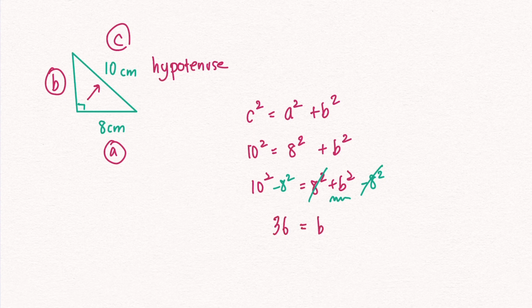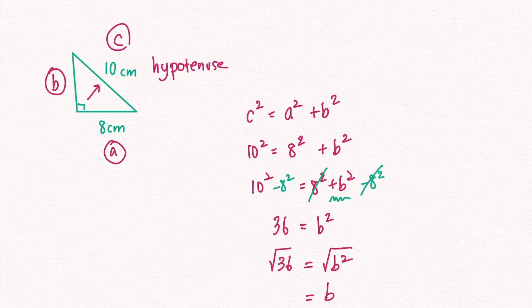So now 36 equals b squared. We're looking for b, so we need to get rid of the squared. And to get rid of the squared, we have to square root. So let's square root both sides. This symbol here is called square root. And what is the square root of b squared? It is equal to b.